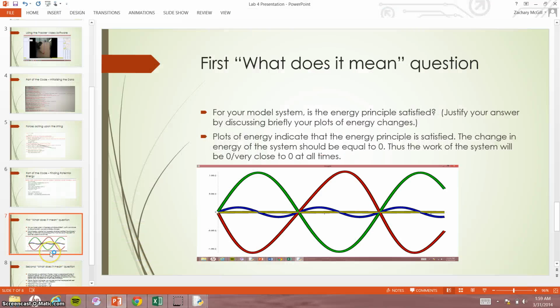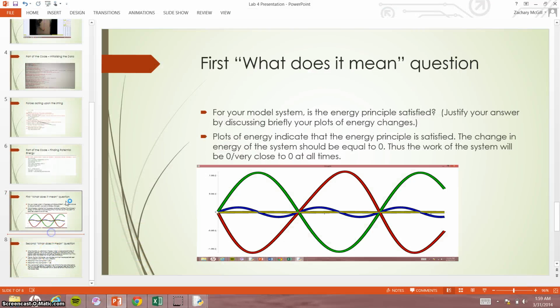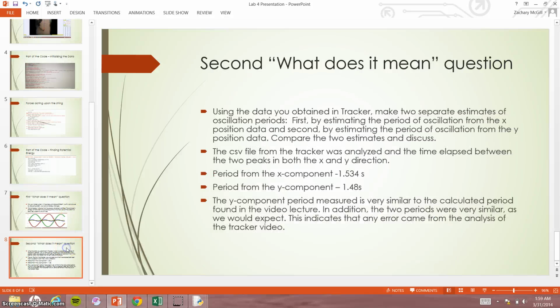So getting back to our slideshow here, we can look at our first what does it mean question, which asks us if the energy principle is satisfied. The graph we just looked at shows us that the energy principle is satisfied. The change in energy of the system total is equal to 0, and that's what this yellow line tells us, is that total energy changes 0, even if parts of the total energy are constantly changing.